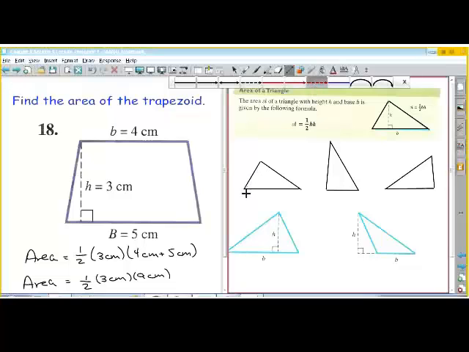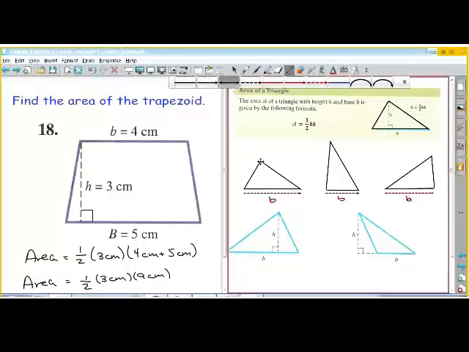So the base is going to be a different dimension depending upon how I rotate it. This is the base for this triangle. This is the base for this triangle. So the hypotenuse is the base. The shorter side is the base. The longer side here. These three B's are going to be different values.